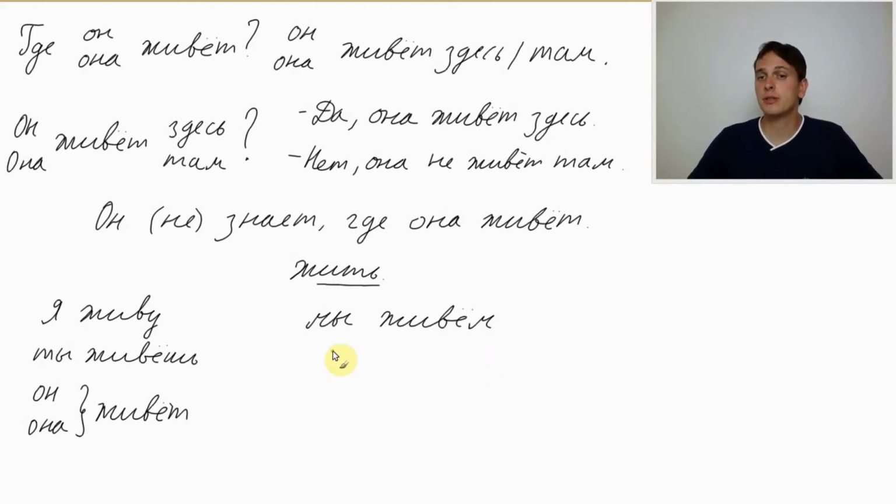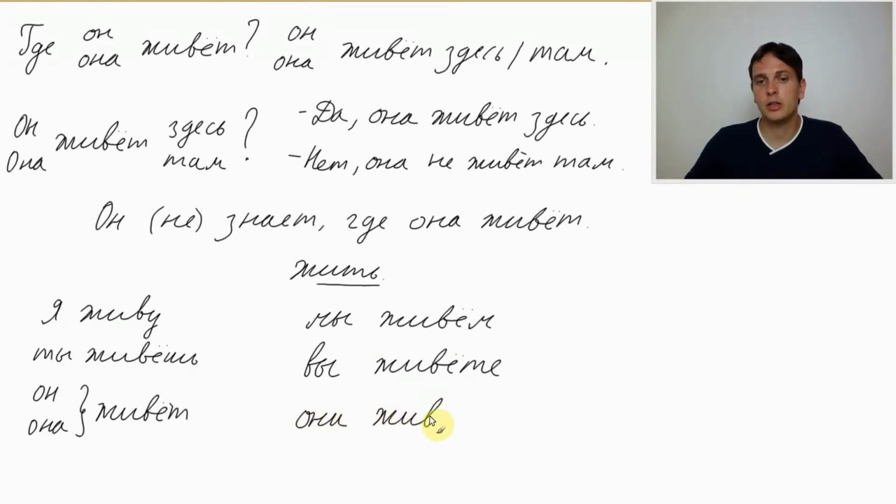Вы живете. You are living in a polite form or in a plural form. Вы живете. And они живут. They are living. Они живут. They are living.